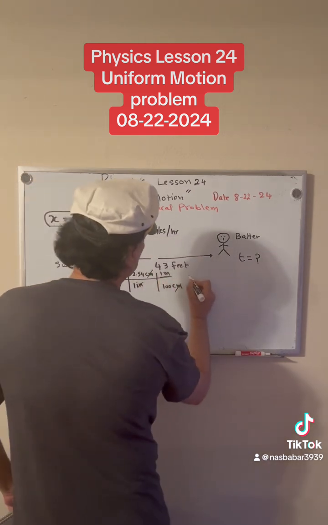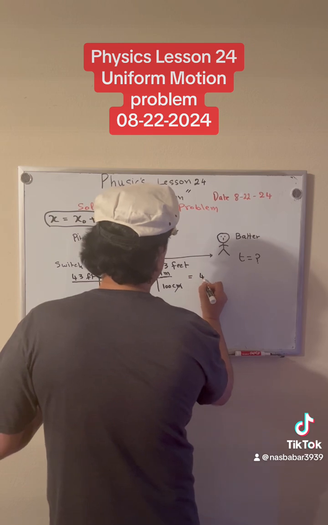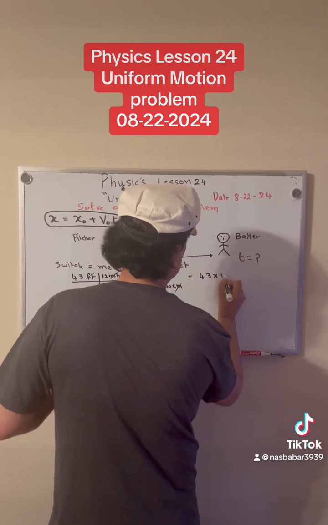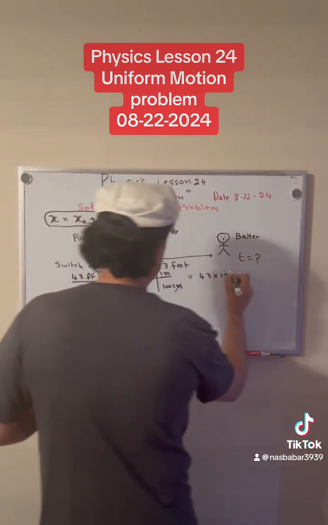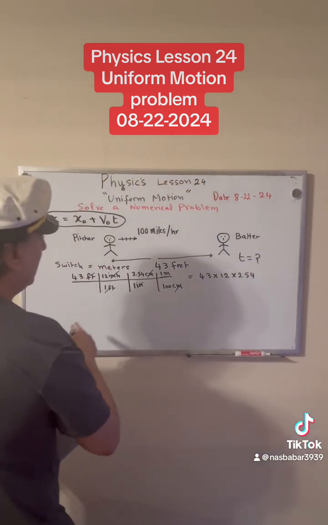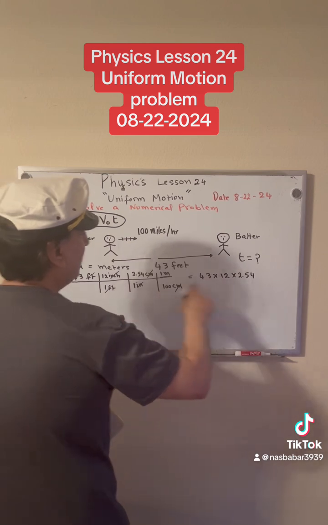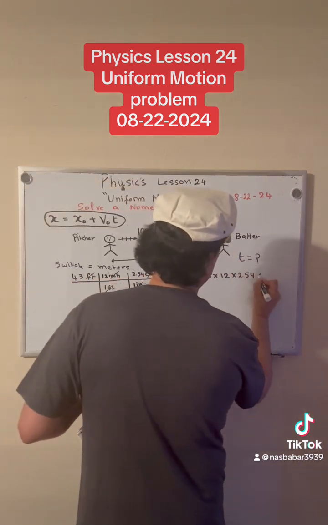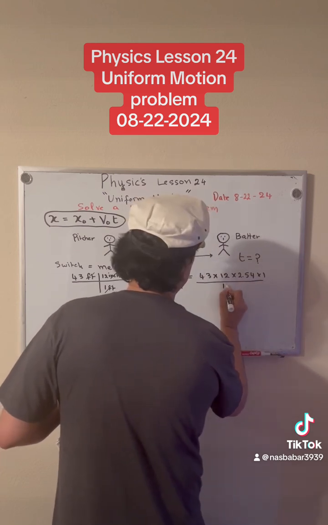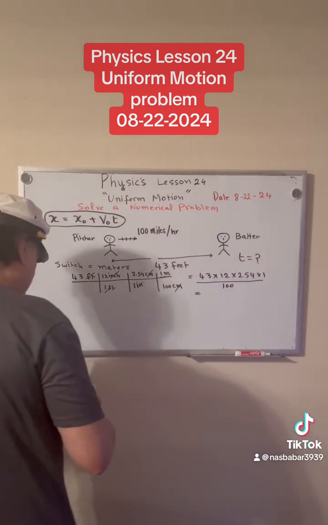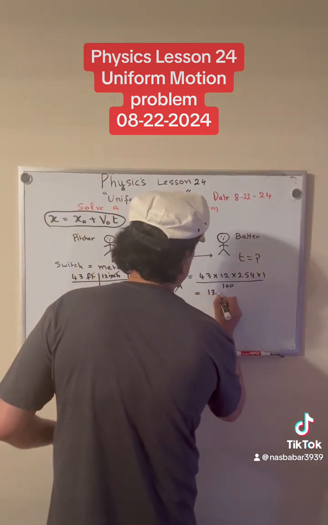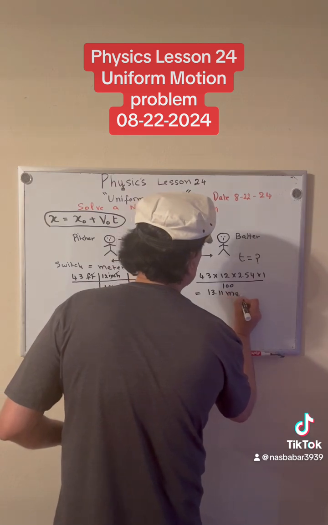So if you want to solve this, you multiply 43 times 12, this 12 right here, times 2.54, and then you divide everything by 100, times 1 meter if you want. I solved it for you already, and the answer is going to be 13.11 meters.